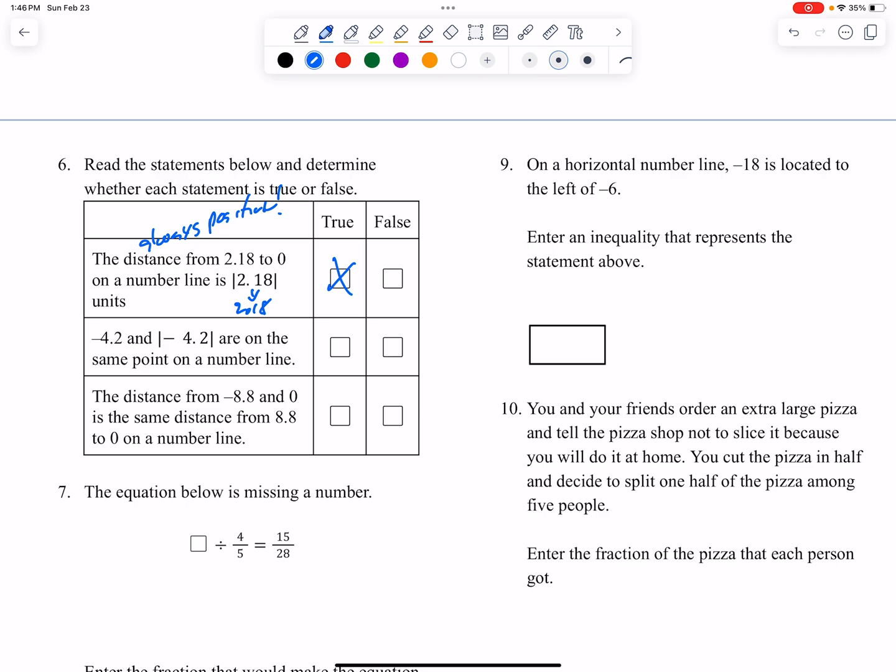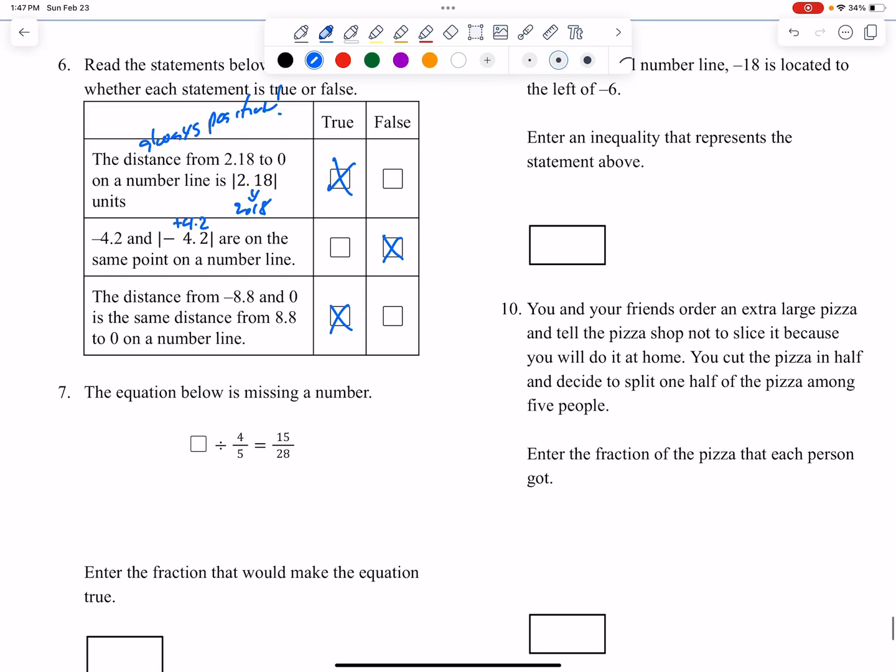It's positive. So negative 4.2 and negative 4.2 in the absolute value form are on the same point. No, because this one will turn into a positive 4.2. So they are not on the same spot. The distance from negative 8.8 to 0 is the same distance from 8.8 to 0. Yes, that is totally true. Okay, so it's the distance. It's the same length all the way to 0 because they're both opposites.